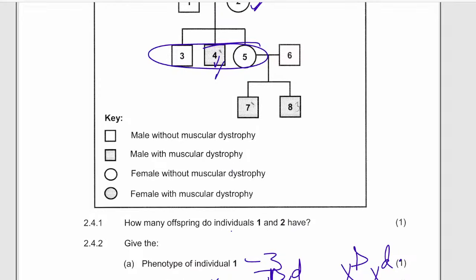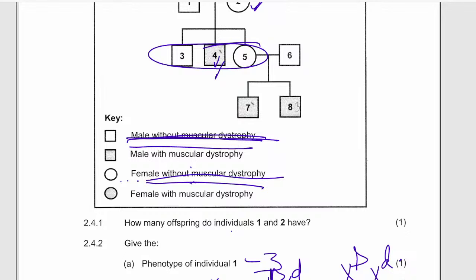Don't just say is affected. Affected with what? You have to say that is affected with the disorder. That disorder, yes, muscular what? Yes. We go to the next question.